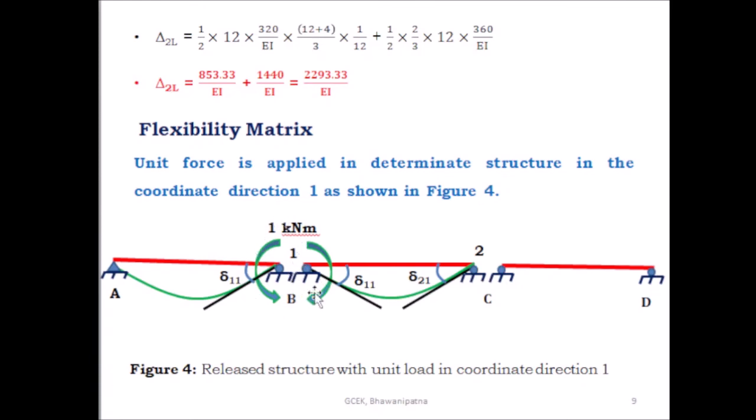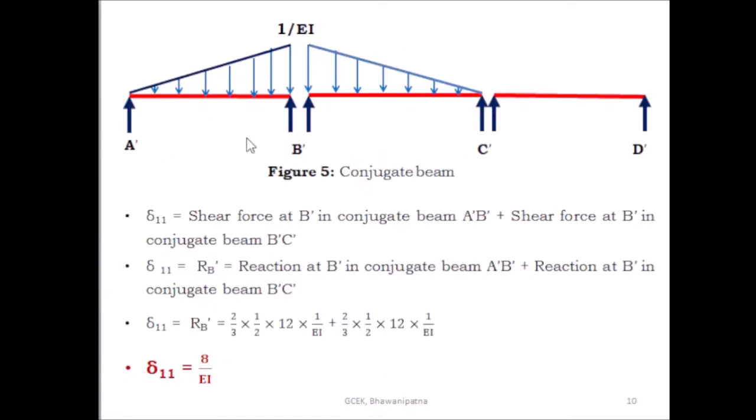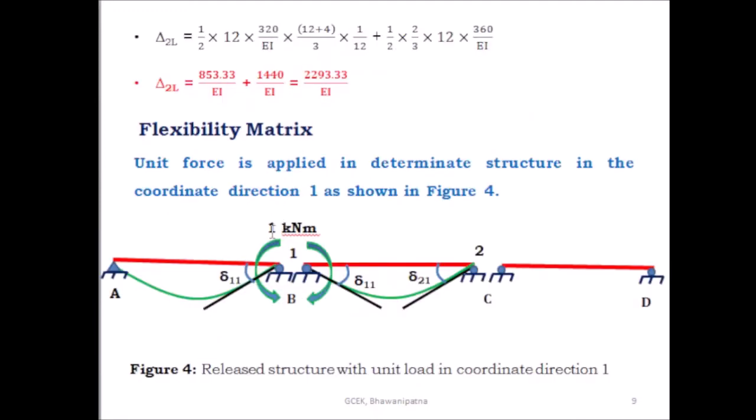First you apply the unit force in coordinate direction 1. Due to the unit force, you have to find out the displacement at coordinate 1 and the displacement at coordinate 2, delta 1 and delta 2 1. This is the unit moment, because you are taking the moments as redundant, so you have to apply the unit moment here. Unit force is applied in the determinate structure in coordinate direction 1 as shown in the figure. This is the figure, this is the unit force. Released structure with unit load in coordinate direction 1. So this is due to this unit force, unit moment.